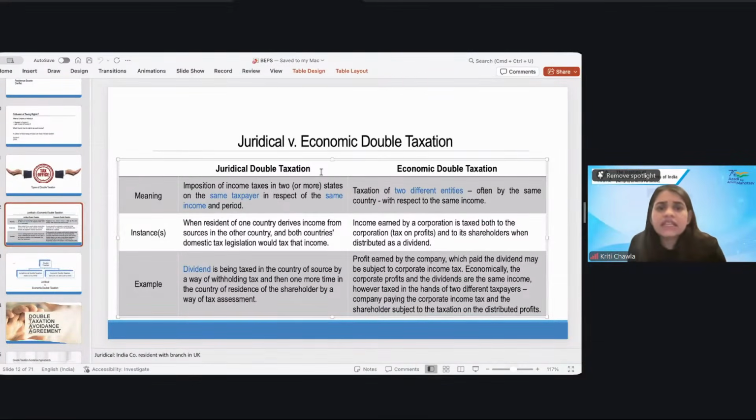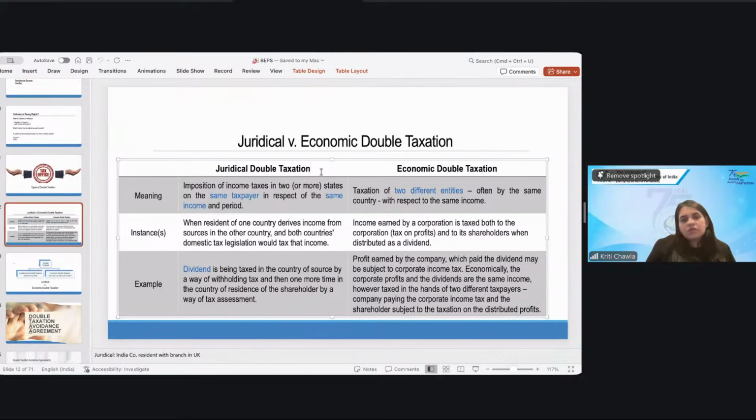Meaning to say that if there is imposition of income taxes in two or more states, and this is on the same taxpayer, which in our example is the branch in the UK, and this is in respect of the same income, which is the profits of the branch, and this is for the same period as well. But this is in two or more different states, which is, let's say, India and UK. Well, then this is called juridical double taxation.